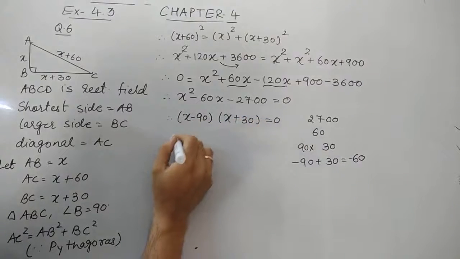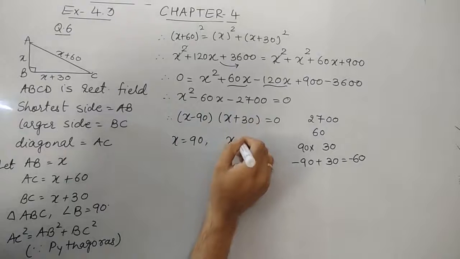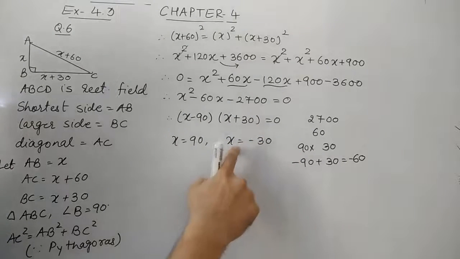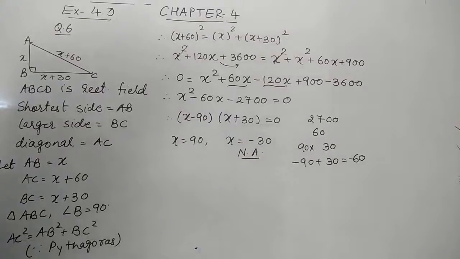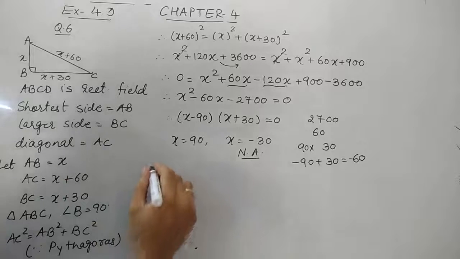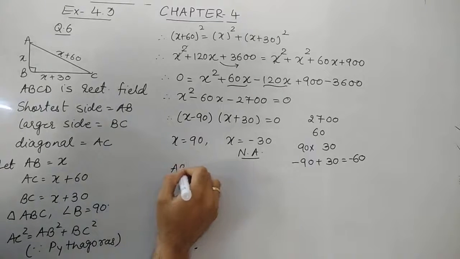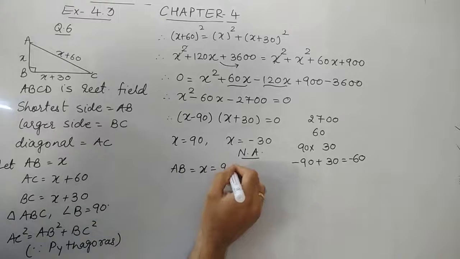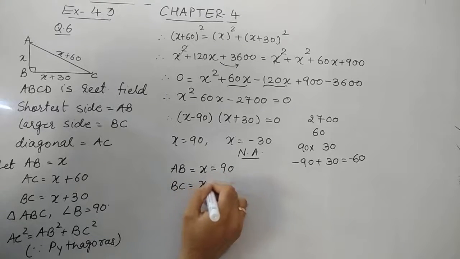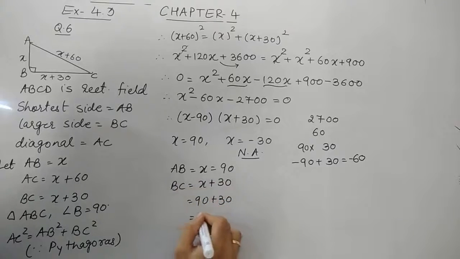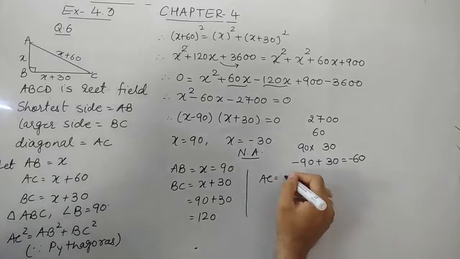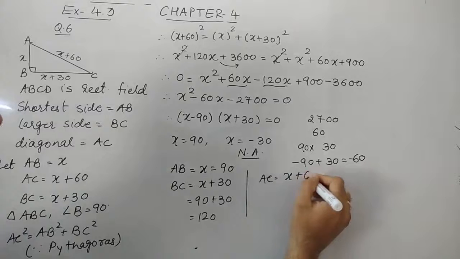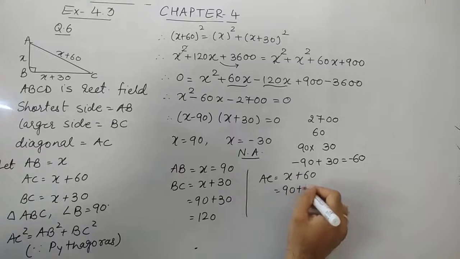So there are two possible values. We can say x is 90 or x is minus 30. As the length of a side can never be negative, this does not exist. It's not applicable. So let's come to this value. For triangle ABC, we supposed AB as x, so it is 90. We supposed BC as x plus 30, so it is 90 plus 30, that is 120. And the third side, AC, the hypotenuse, is x plus 60, so that is 90 plus 60, which is 150.